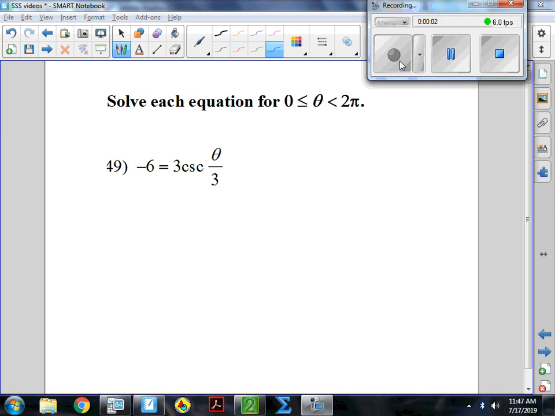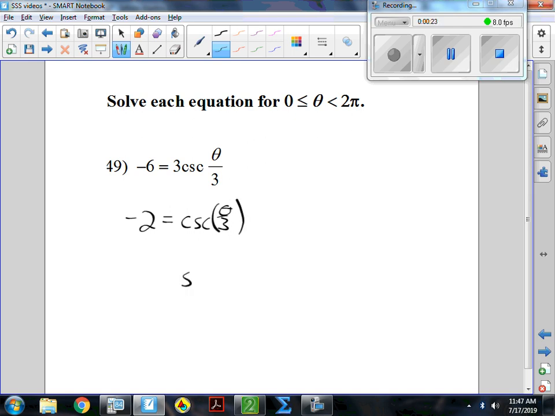Okay, number 49. I'm going to divide both sides by 3. So I have -2 on the left is equal to cosecant of theta divided by 3. The cosecant trig function is a reciprocal of the sine trig function. So instead of finding the cosecant of theta divided by 3, I could find the sine of theta divided by 3. And I want to know where that's equal to -1/2.